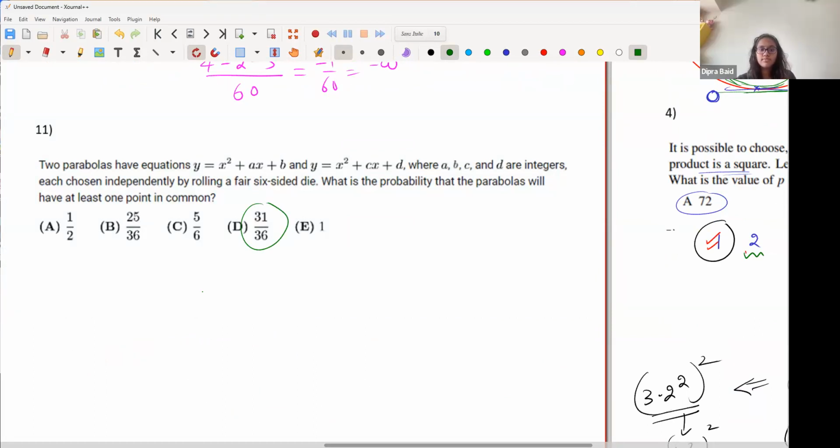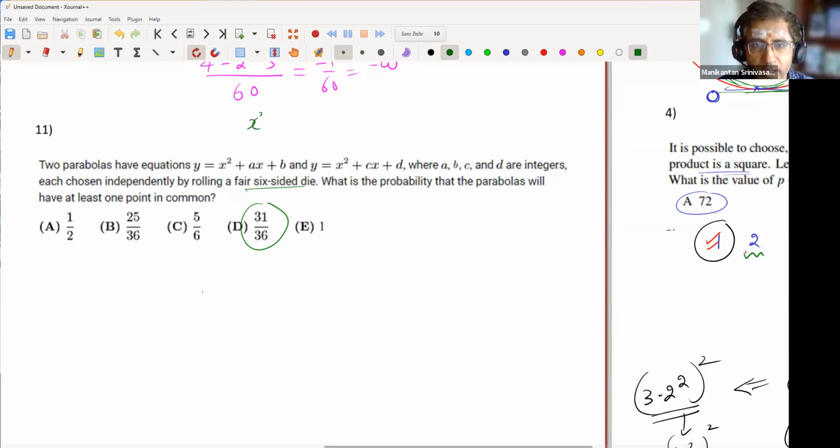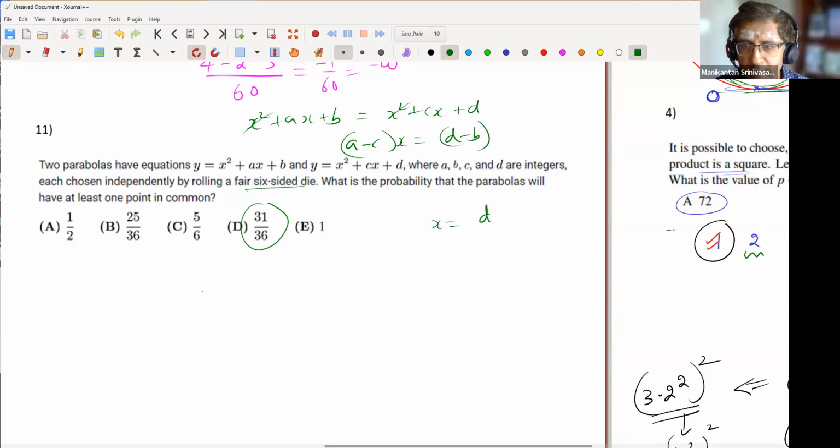Okay. Two parabolas are chosen independently, all of these values are chosen independently. What is the probability that the parabolas will have at least one intersection point? So if I set the two equations to be equal, x squared plus ax plus b equal to x squared plus cx plus d, and then I just manipulate, I get (a minus c) times x equals d minus b. So x is (d minus b) upon (a minus c).